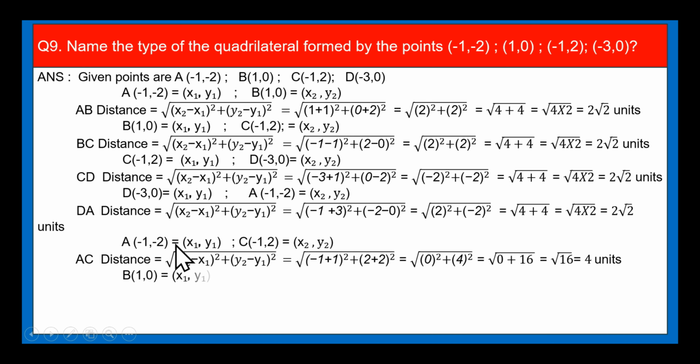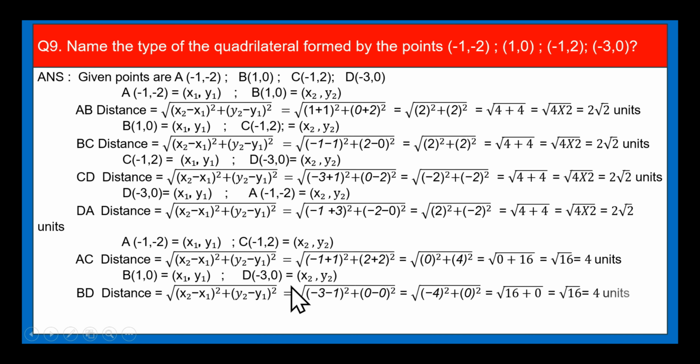Now the length of the second diagonal, BD. Coordinates of B (1, 0) and the coordinates of D (-3, 0). Now let us find BD distance. x2 minus x1: minus 3 minus 1 whole square plus y2 minus y1 whole square, means 0 minus 0 whole square. Minus 3 minus 1 is minus 4 whole square and 0 minus 0 is 0 square. Minus 4 whole square, minus into minus plus, 4 4 is 16, plus 0 square is 0. Root over 16 is equal to 4 units.